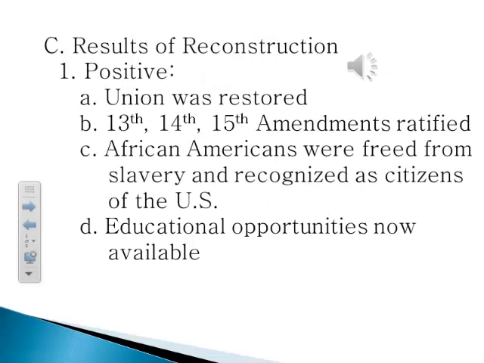Finally, we need to take a look at the results of Reconstruction. There were some positive results that came from Reconstruction. First of all, the Union was restored in terms of bringing back the southern states. They were all brought back within this period of 10 years. The Civil Rights Amendments were passed. The 13th, 14th, and 15th Amendments were ratified, made part of the Constitution, although they were ignored for a period of time. They became part of the Constitution and eventually would be abided by.